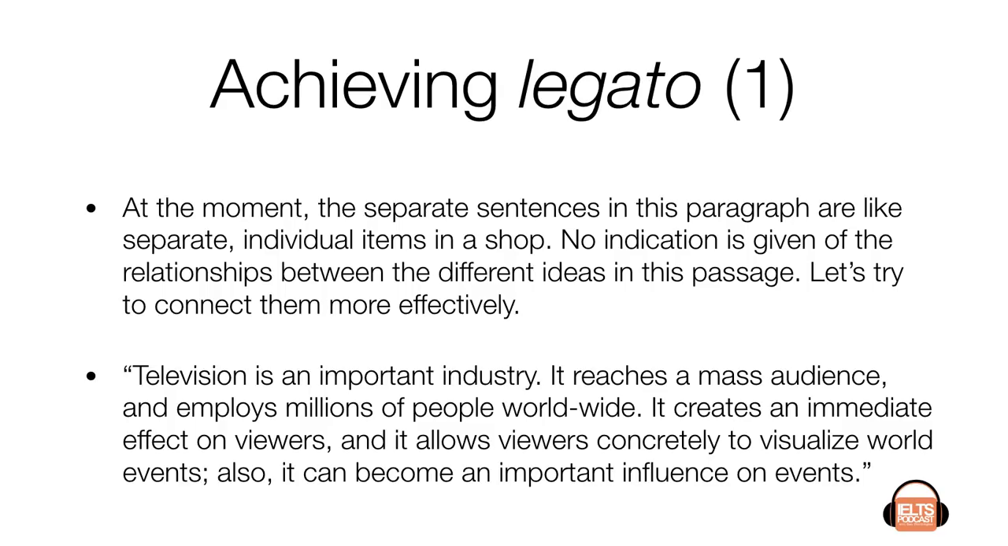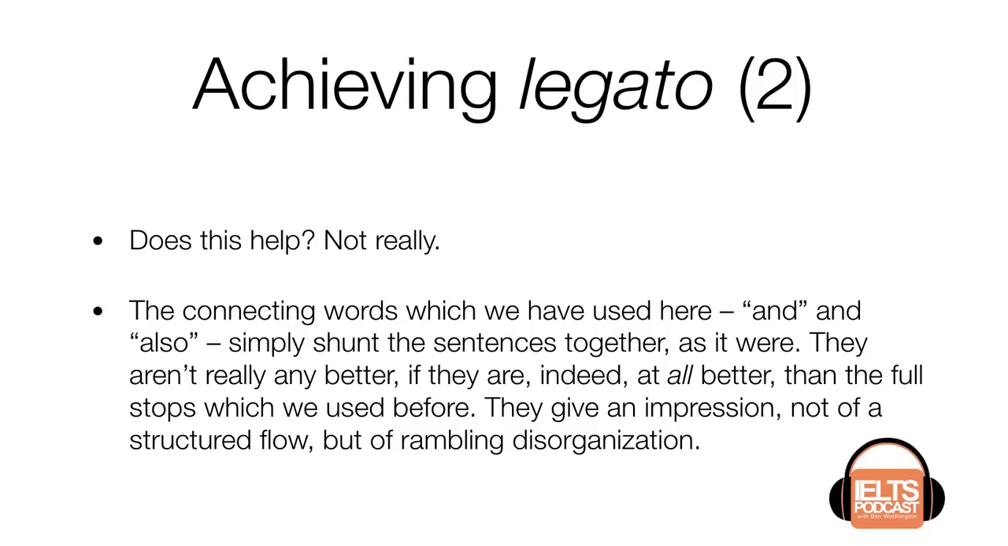Television is an important industry. It reaches a mass audience and employs millions of people worldwide. It creates an immediate effect on viewers, and it allows viewers concretely to visualize world events. Also, it can become an important influence on events. Do you think that was an improvement?